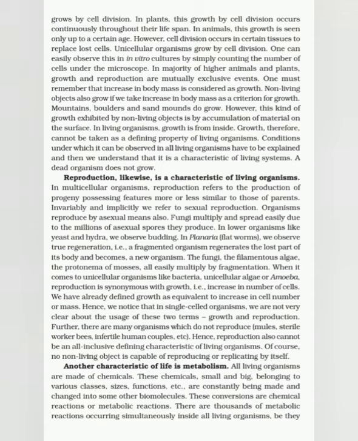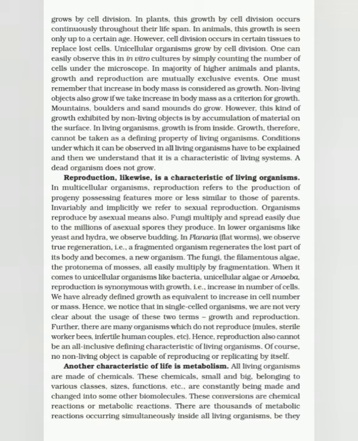Organisms reproduce by asexual means also. Fungi multiply and spread easily due to the millions of asexual spores they produce. In lower organisms like yeast and hydra, we observe budding. In planaria, flatworms, we observe true regeneration, i.e., a fragmented organism regenerates the lost part of its body and becomes a new organism. The fungi, the filamentous algae, the protonema of mosses, all easily multiply by fragmentation.